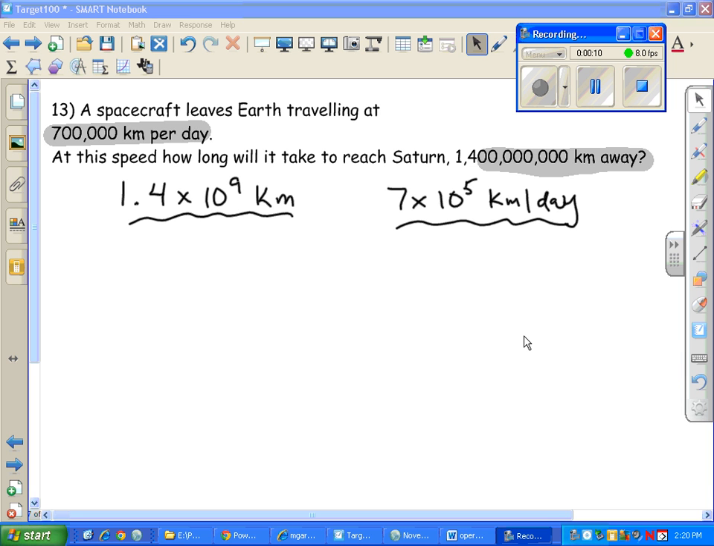In this episode, we're looking at operations with scientific notation, homework problem number 13. In this problem, we're asked to find how long it will take to reach Saturn in a spacecraft if the spacecraft is traveling at 700,000 kilometers per day and the distance to Saturn is 1,400,000,000 kilometers away.